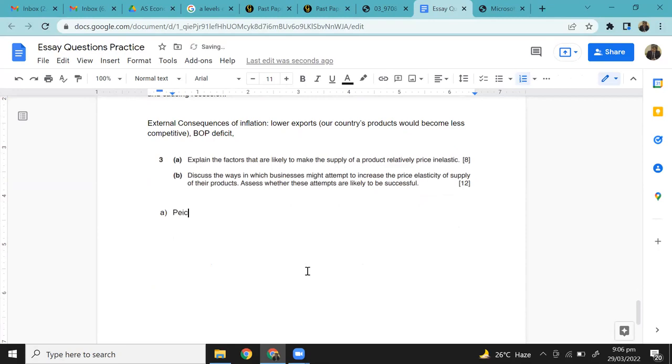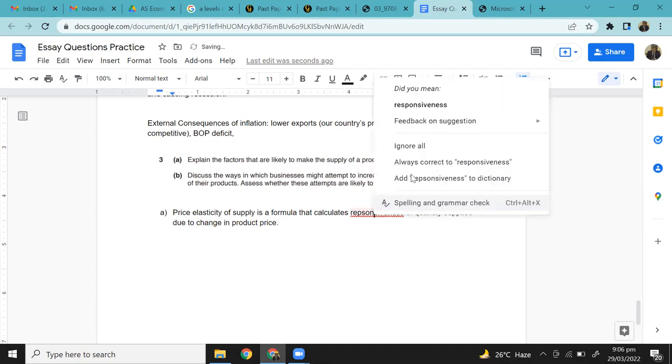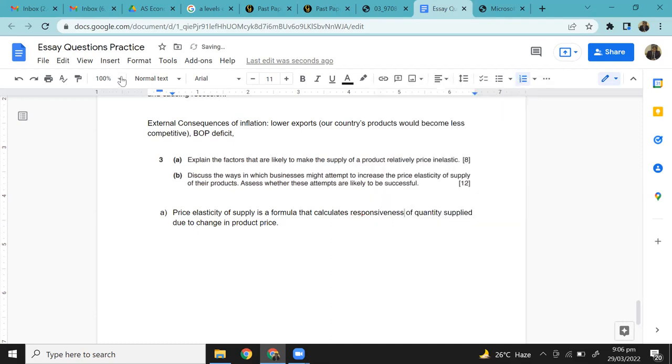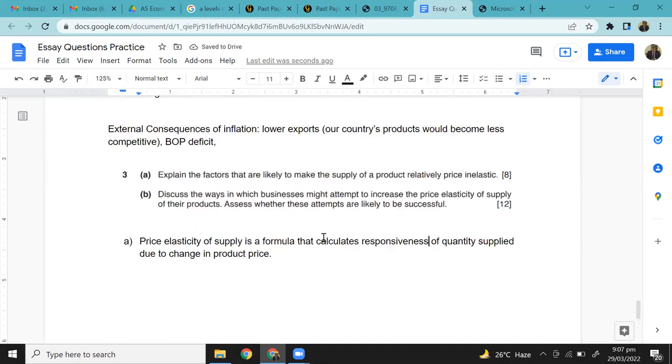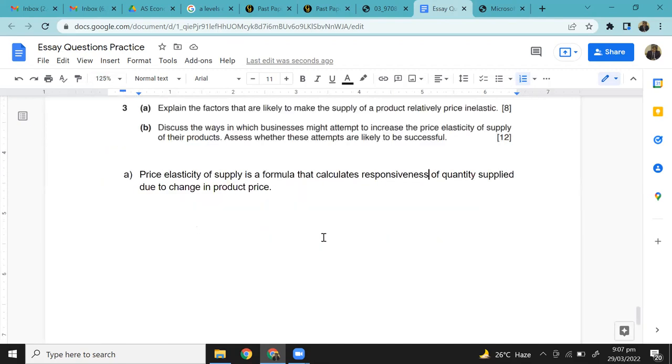First of all, the very simple definition that we have been talking about again and again: it calculates the responsiveness of quantity supplied to change in product price. So what's the simple definition for price elasticity of supply? Let me increase the size of this document. Price elasticity of supply is a formula that calculates the responsiveness of quantity supplied of a product due to change in product price. So that is what it is.